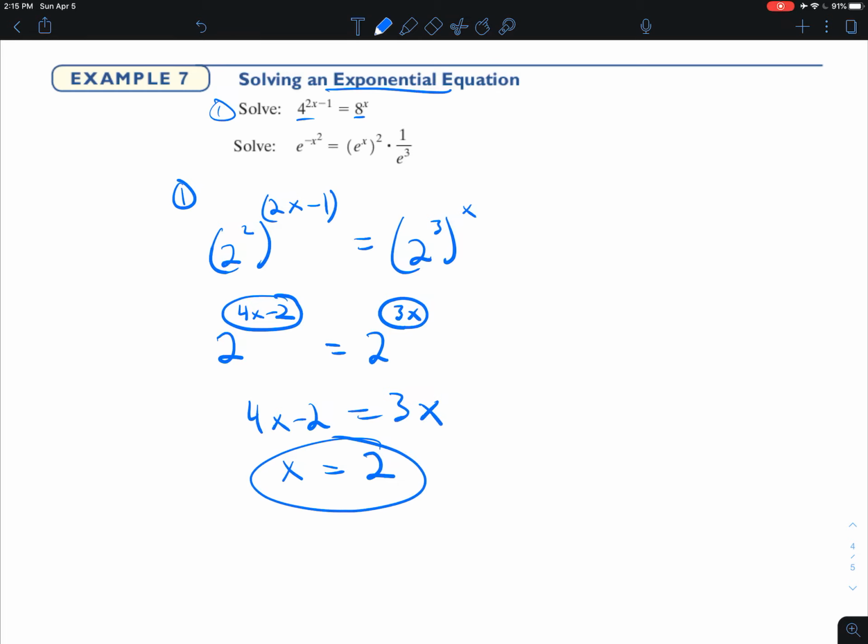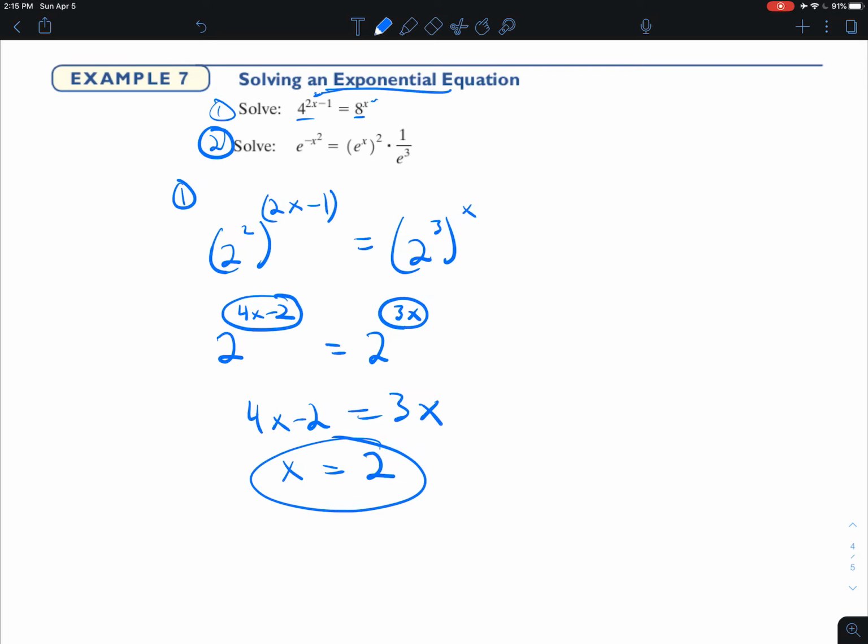We can double check that and plug it back in. I get 4 to the 3rd power, which is 64, and then 8 squared, which is also 64, so that seems to work. Question number 2 involves e as the base. e to the negative x squared equals e to the x squared times 1 over e cubed.